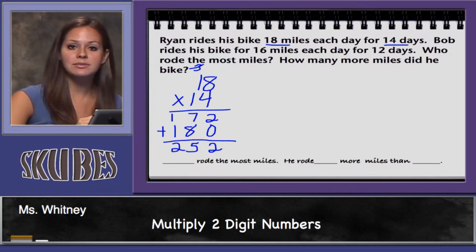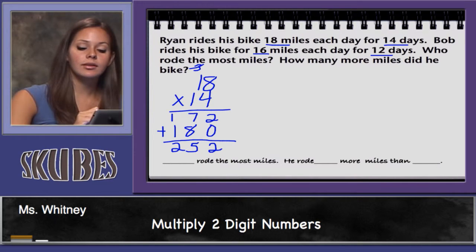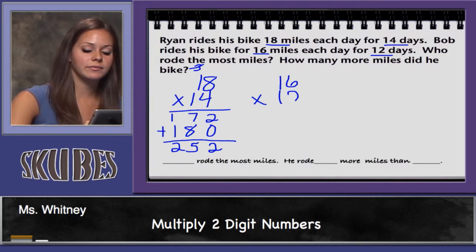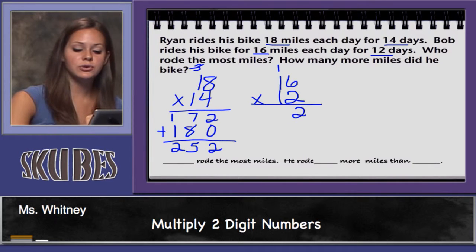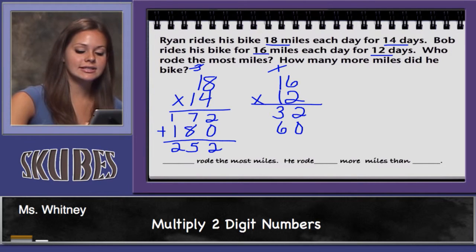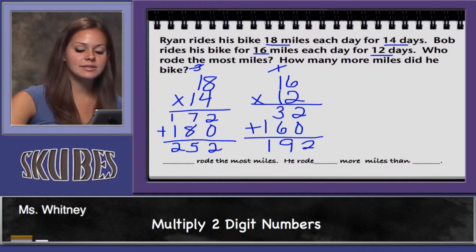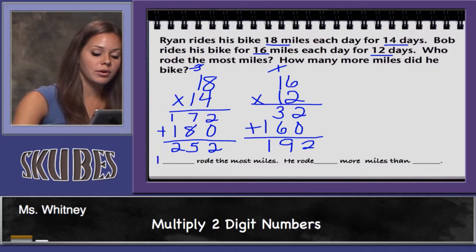Next, let's determine how many miles Bob rides his bike. He rides his bike for 16 miles for 12 days. So I'll multiply 16 times 12. 2 times 6 is 12. 2 times 1 is 2, plus 1 more is 3. 1 times 6 is 6, and 1 times 1 is 1. Now I can add. Bob rides his bike for 192 miles. So Ryan rode the most miles.